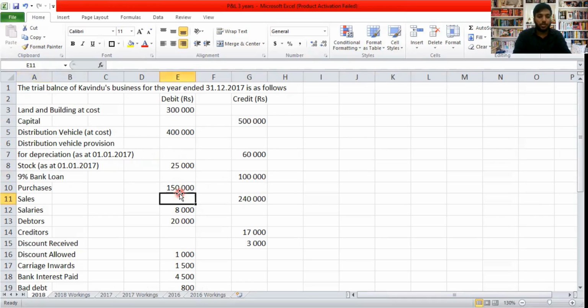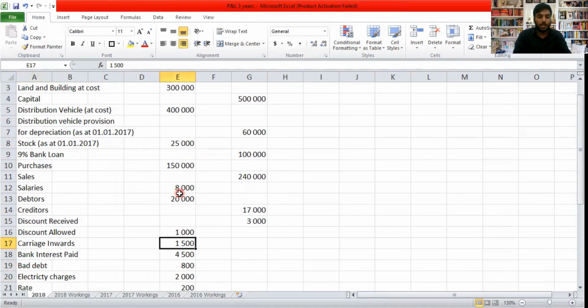Purchase is 150,000. Sales 240,000. Salary is 8,000. Debtors 20,000. Creditors 17,000. Discount received 3,000. Discount allowed 1,000. Carriage inwards is 1,500.